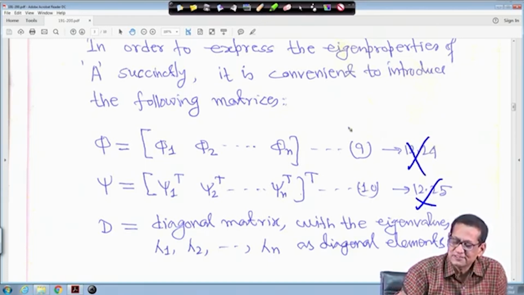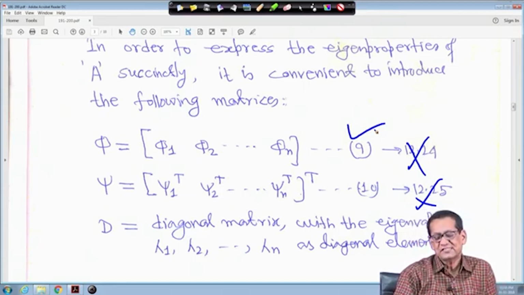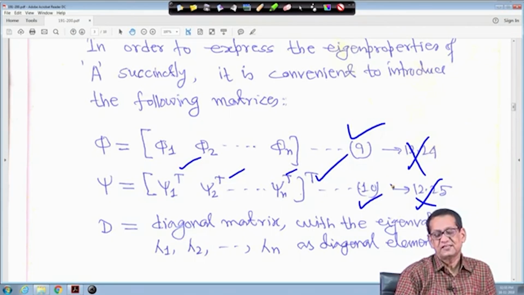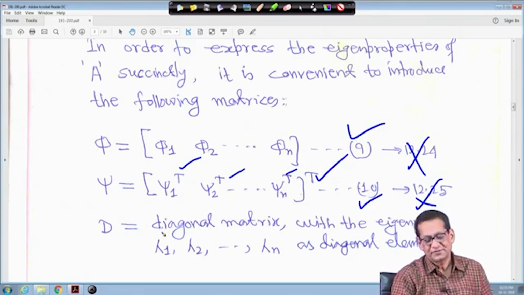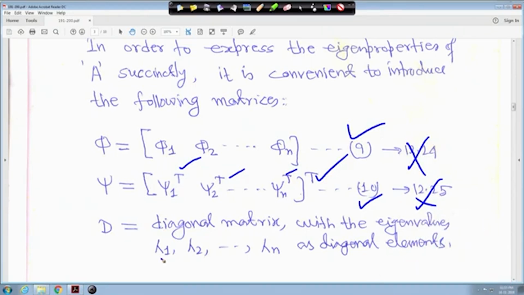And Ψ is equal to [ψ1 transpose, ψ2 transpose, ..., ψn transpose] and the whole transpose, this is equation 10. So this is actually a matrix, these are all column vectors. And D is equal to a diagonal matrix with the eigenvalues λ1, λ2, ..., λn as diagonal elements.